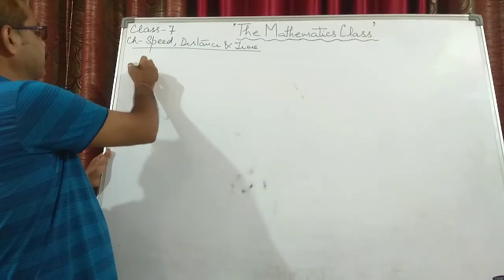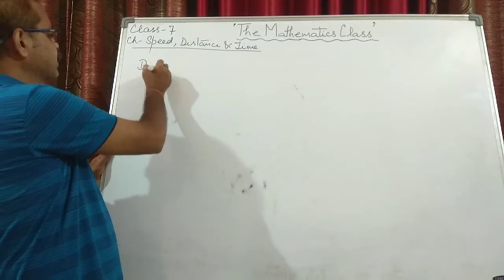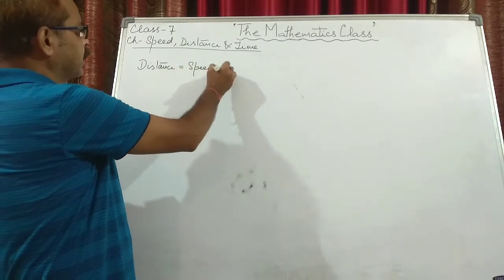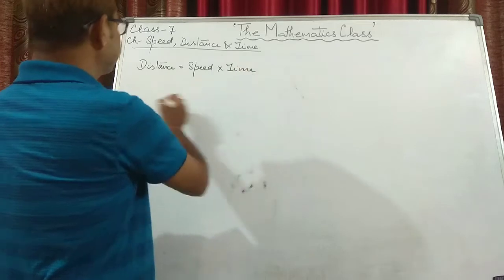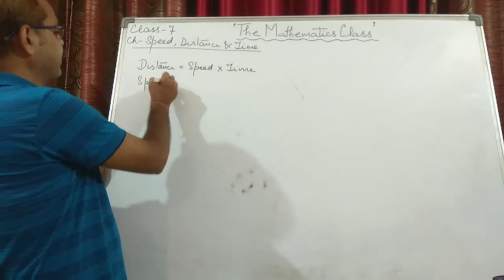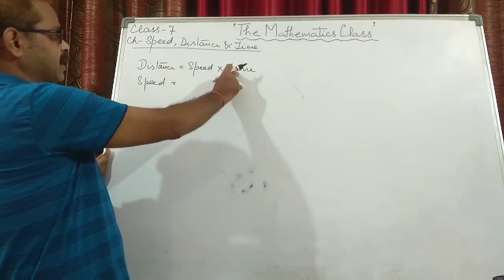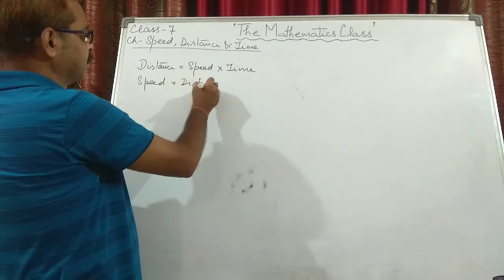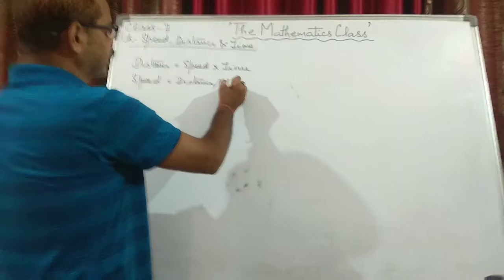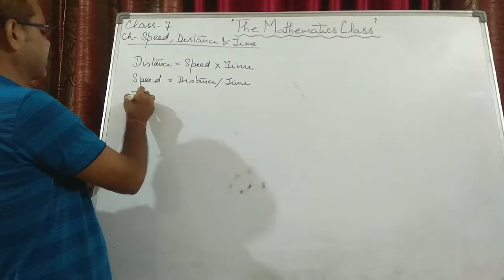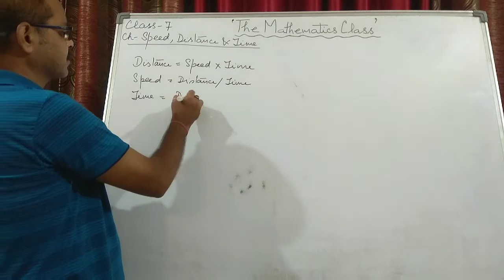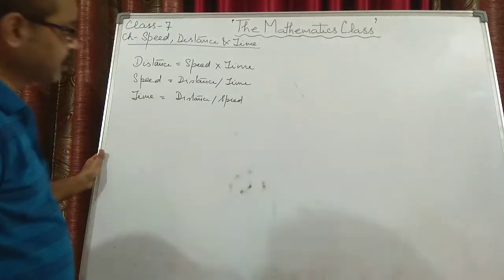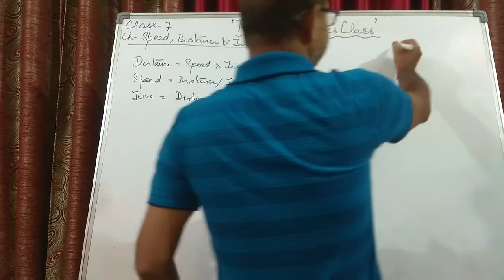So I'll just write the formula. We know that distance is equal to speed into time. If I want to find the speed, this time will come to this side, here it is multiplied. If it comes to this side, it will become a denominator. So speed becomes distance upon time, and time can be written as distance upon speed.